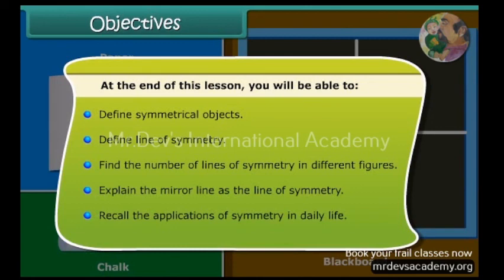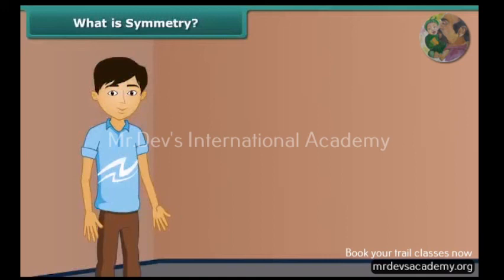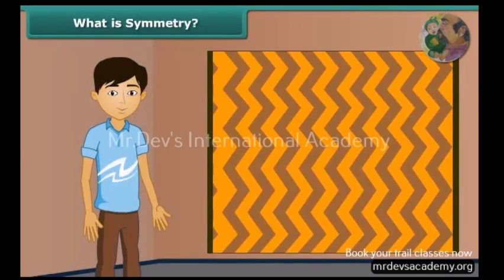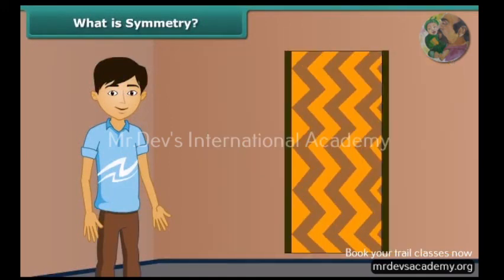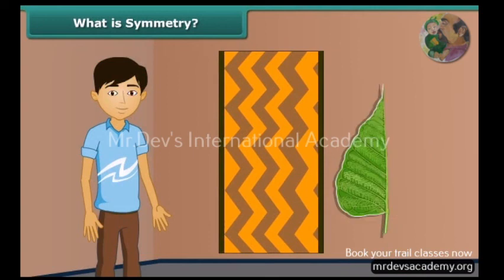Children, look at the rug. When you fold it, the left and right halves match each other. Thus, the rug is said to be symmetrical. Look at the leaf. On folding the leaf, its two halves match each other. Thus, it is symmetrical.